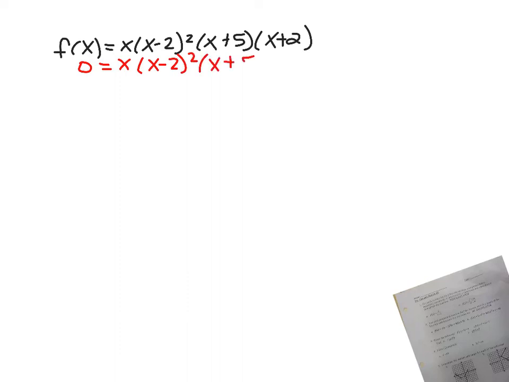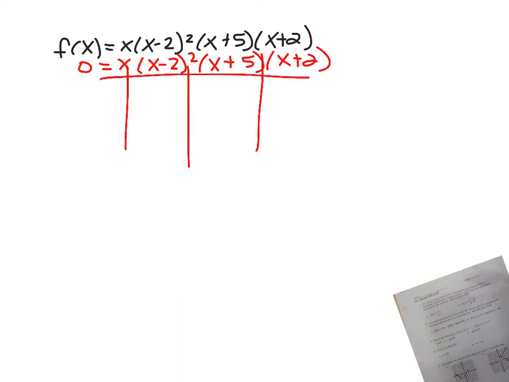Make your t-charts. Find all the zeros. All right, so for x, I have x equals 0. X minus 2 squared is x equals 2. X plus 5 is x equals -5. And x plus 2, x is equal to -2. Now I want the multiplicity.